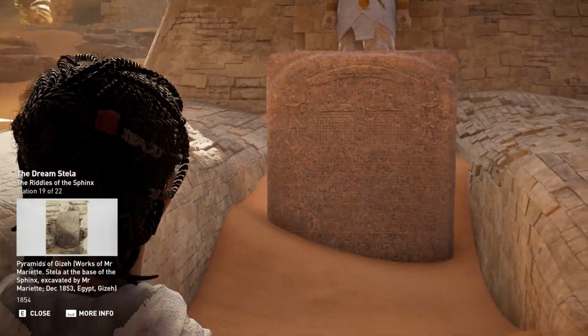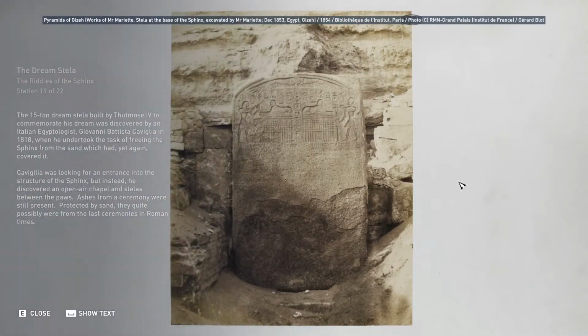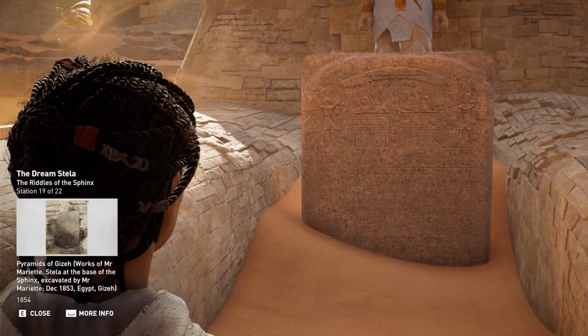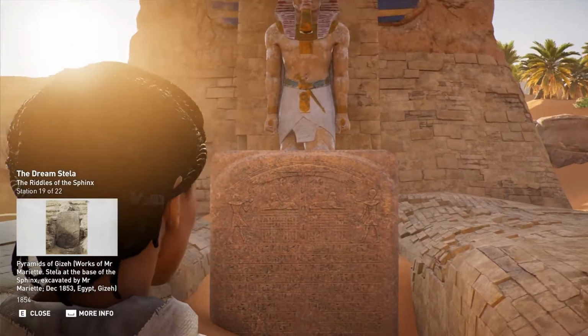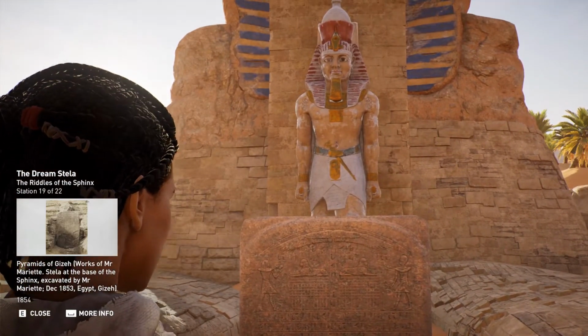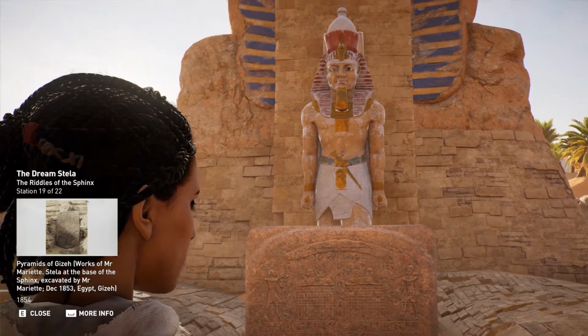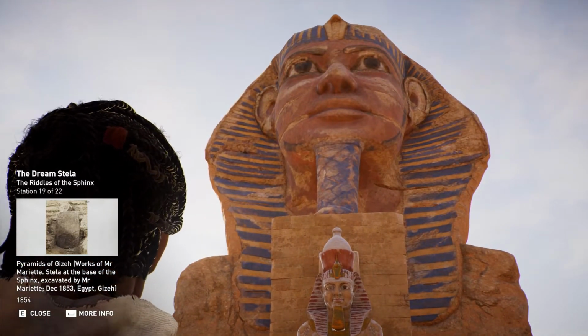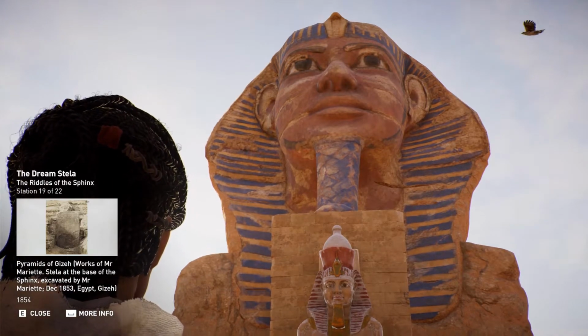The 15-ton dream stela built by Thutmose IV to commemorate his dream was discovered by an Italian Egyptologist, Giovanni Battista Caviglia, in 1818, when he undertook the task of freeing the Sphinx from the sand, which had yet again covered it. Caviglia was looking for an entrance into the structure of the Sphinx, but instead he discovered an open-air chapel and stelas between the paws. Ashes from a ceremony were still present. Protected by sand, they quite possibly were from the last ceremonies in Roman times.